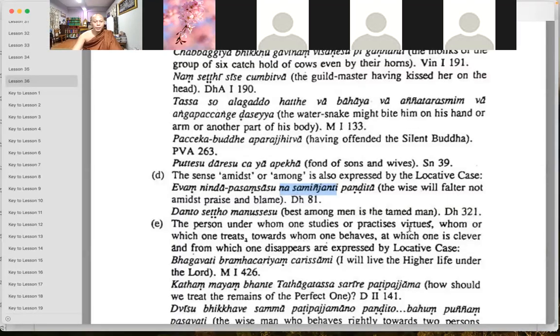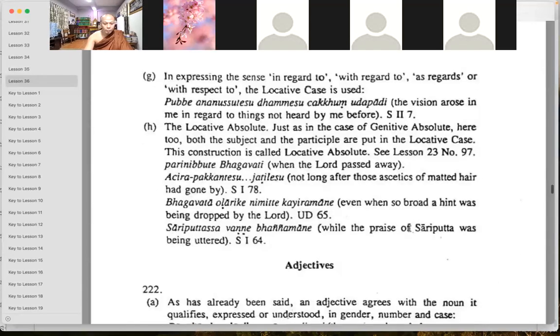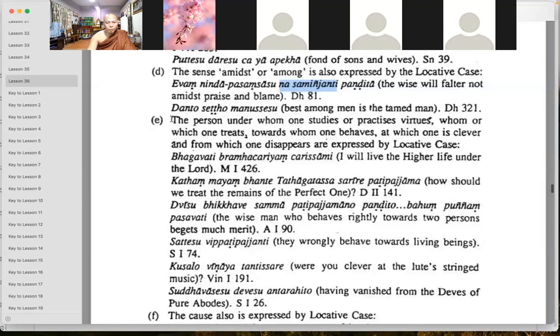And then the next idea, number eight: a person under whom one studies or practices virtues, or towards whom one behaves. These are also maybe locative sense. That locative is not a location, but maybe a person, though it looks like a location. So, island in you, island partly in you, maybe island partly under you. All of you learn under me.